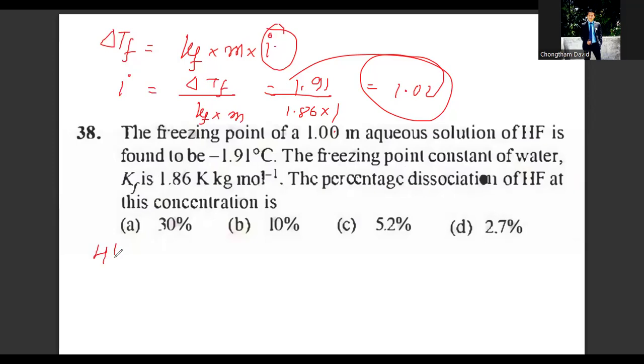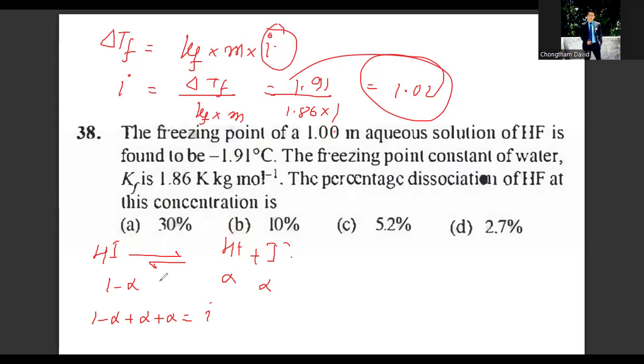For the dissociation part, I'll write at the bottom, hydrogen fluoride dissociates liberally as such. Now for this, if I consider alpha is the degree of dissociation, this would be alpha and alpha. So the total moles after dissociation would be equal to, this is your i. Why am I not writing 1?